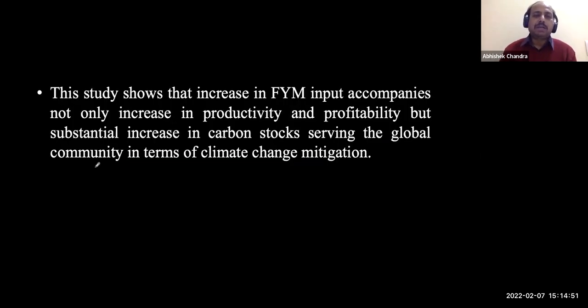So the conclusion of this study is that farmyard manure input accompanies not only an increase in productivity and profitability, but also a sustained increase in carbon stock, serving the global community in terms of climate change mitigation.